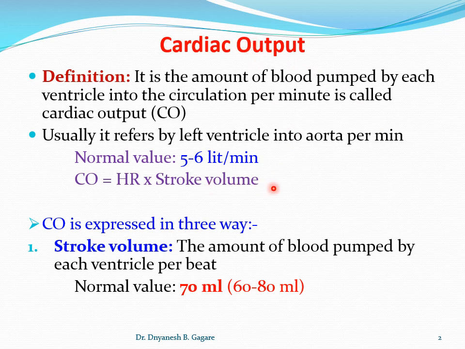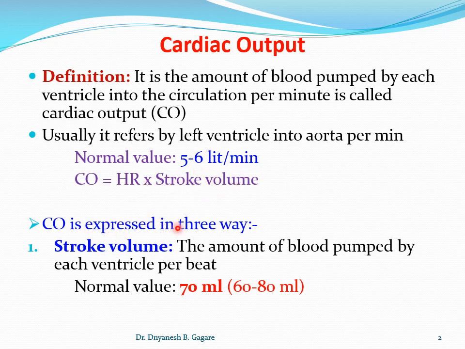Now the normal values. When you are at the resting stage, the cardiac output is 5 to 6 liters per minute. Okay, and depending on your activities or exercise, cardiac output increases, but the normal value when you are not doing any activity is 5 to 6 liters per minute. Okay, how is the cardiac output calculated? It is calculated as heart rate into stroke volume. So we'll see how to calculate.